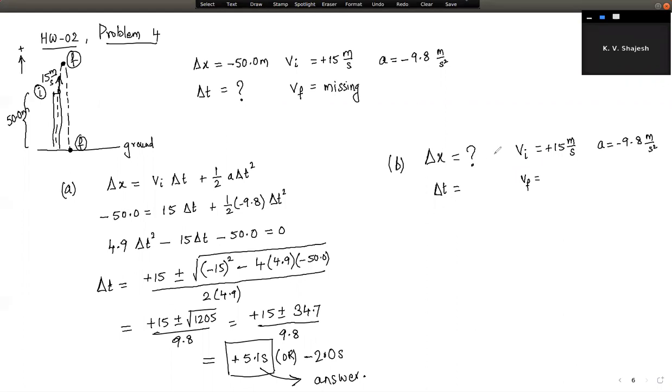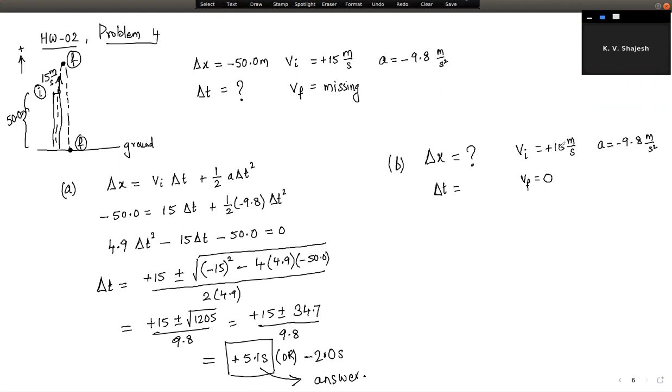Time is not given to us, and naively it seems the final velocity is also not given. But that's the concept that comes in here. How high above the building does the stone reach? At the highest point, the velocity is 0. So that's a concept there. It's not explicitly given, but we have to understand that that's the boundary condition given.